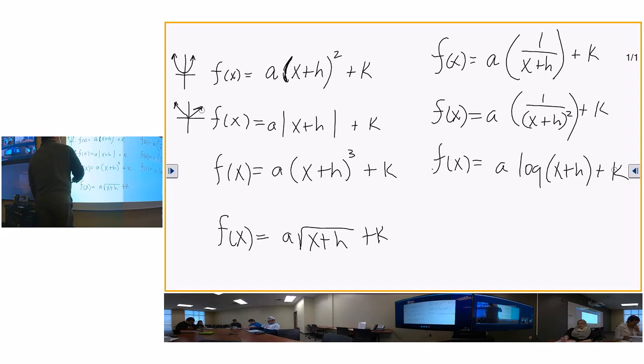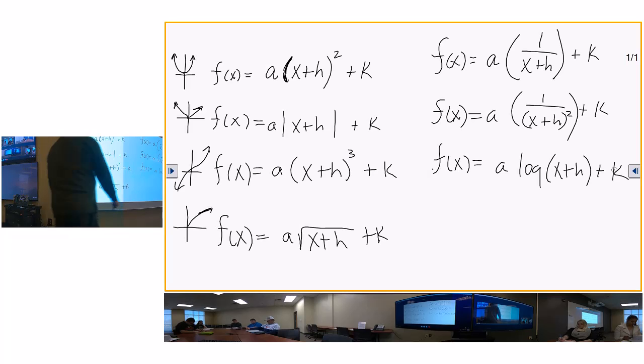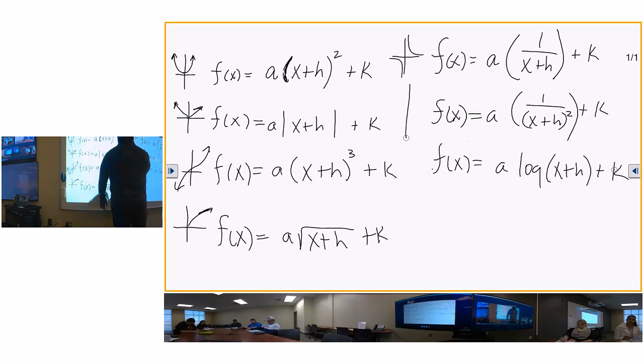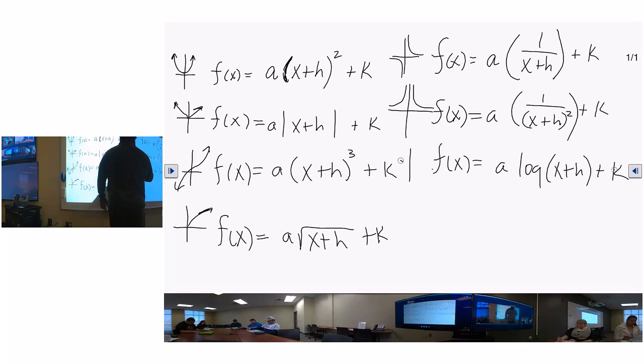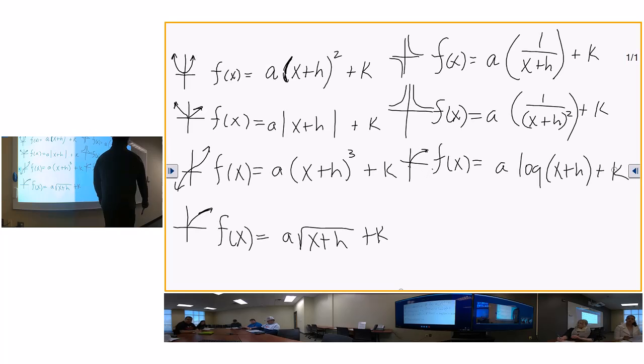Hey, Hubert. What kind of graph is this? That's the swerve. What kind of graph is this? That's the swoosh. What kind of graph is this? That's the half a volcano. What kind of graph is this? Full volcano. What kind of graph is this? That's what we just did. It starts right here and goes down. So everything is based on these.